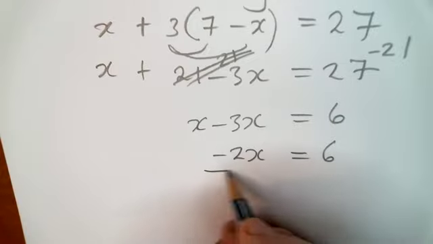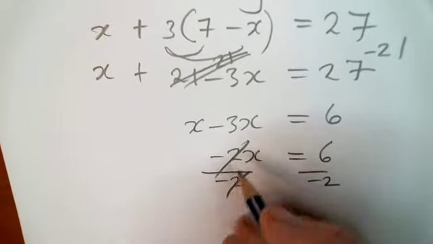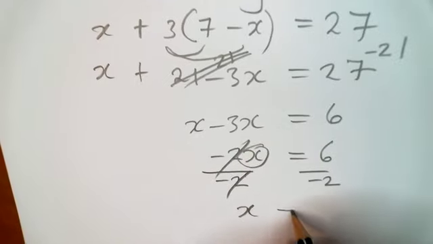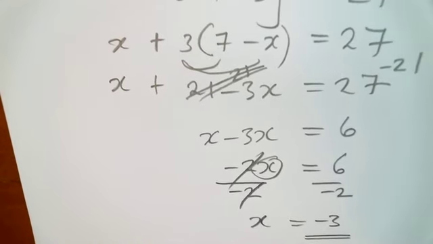Now I'm going to divide both sides by negative 2, and that will reveal x. There it is. Negative 2 goes into 6 negative 3 times. And there is my answer for x.